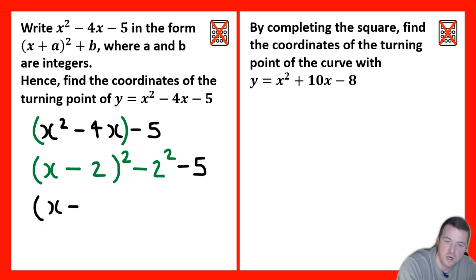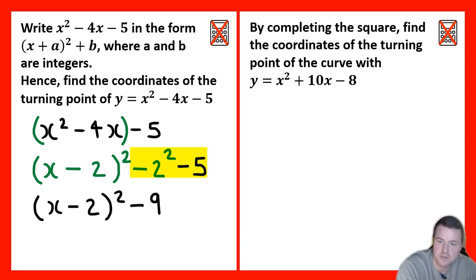We can then just put one additional step in where we simplify by collecting like terms. Negative 2 squared is negative 4, and taking away 5 will collect to give me negative 9. You can see how this matches up with the previous answer.